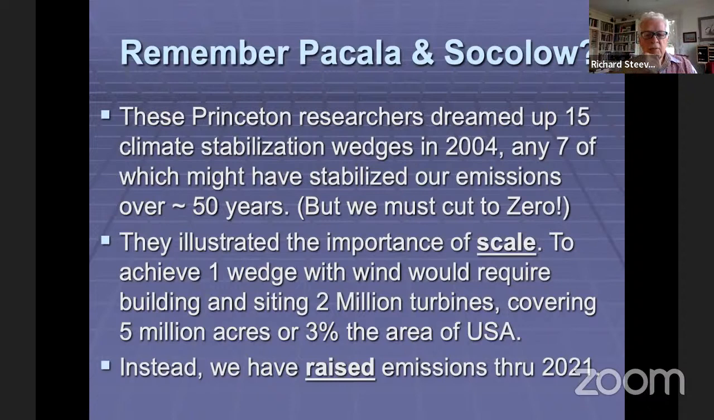Although I added this in, we must cut to zero, we realize now. They illustrated the importance of scale. They understood that back then. To achieve one wedge with wind, for example, would require building and siting 2 million turbines that would cover 5 million acres or 3% of the United States.